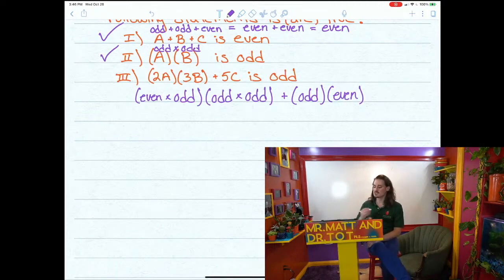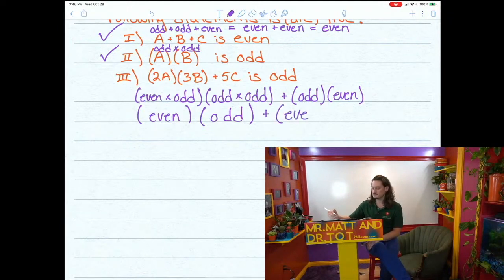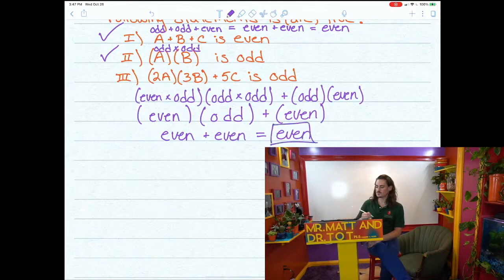An even times an odd is going to be an even number. Think of 3 times 4, that's 12. An odd times an odd is going to be an odd number. Think like 3 times 3 or 3 times 5, 7 times 3. And plus this, an odd times an even, that's going to be an even. Now an even times an odd is going to be an even. An even plus an even number will always result in an even answer. So statement 3 is false.